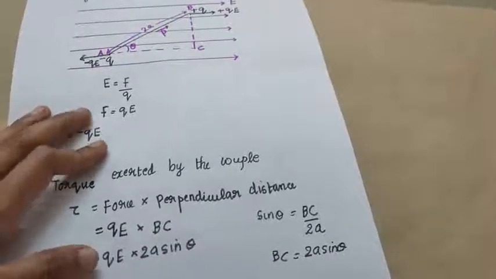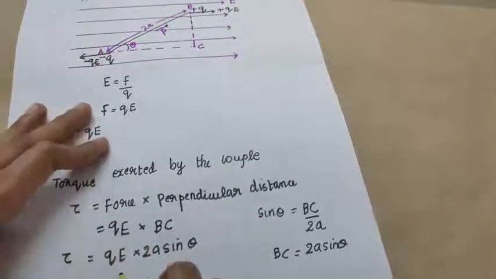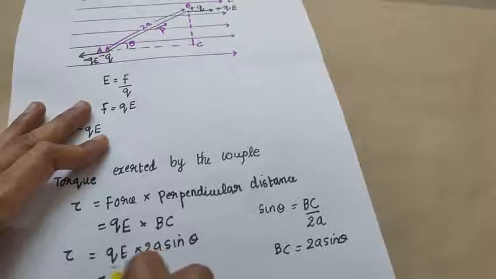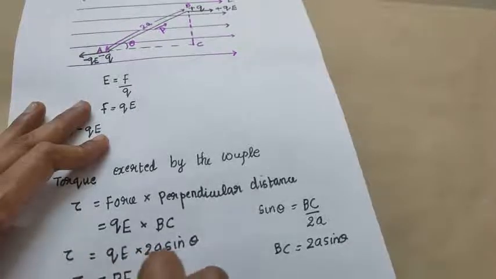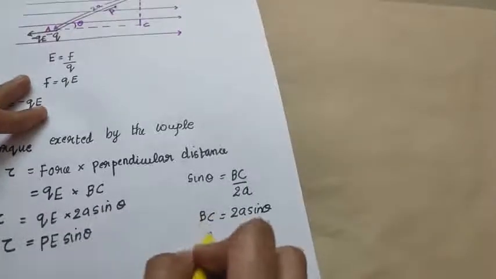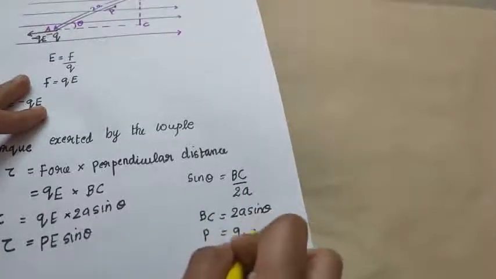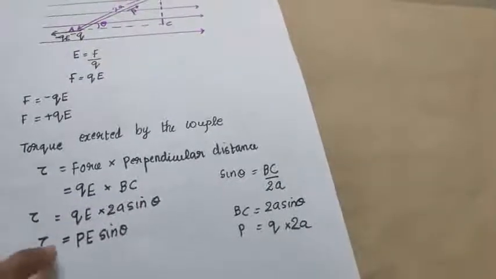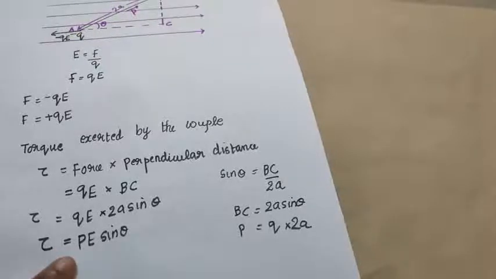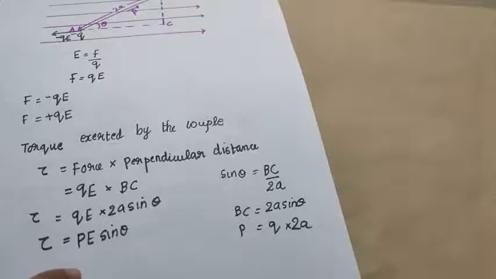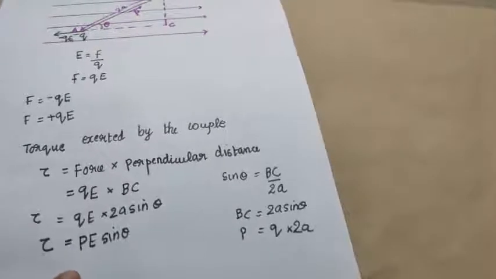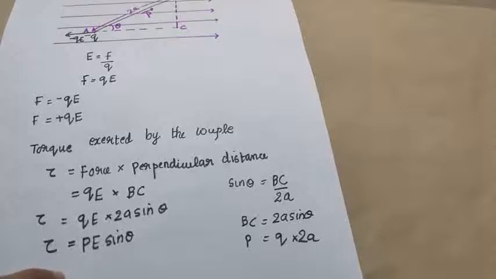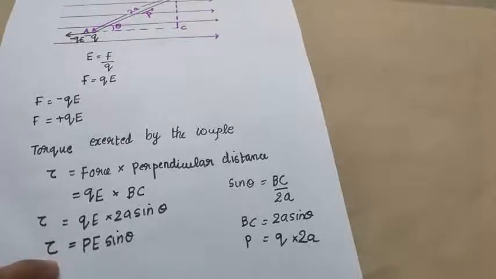And we already know Q into 2A is dipole moment P. So here we can write tau as PE sine theta. Why? Since P is equal to Q into 2A. So this is the torque exerted on the dipole when it is placed in a uniform electric field. But we are trying to calculate the potential energy of a dipole, right? So this is not enough. This is only the torque exerted by the couple. Okay.